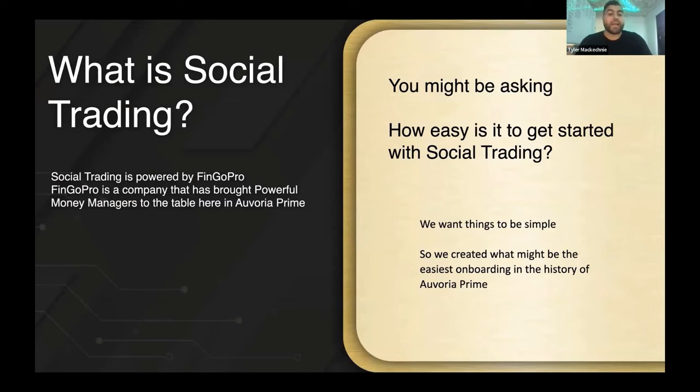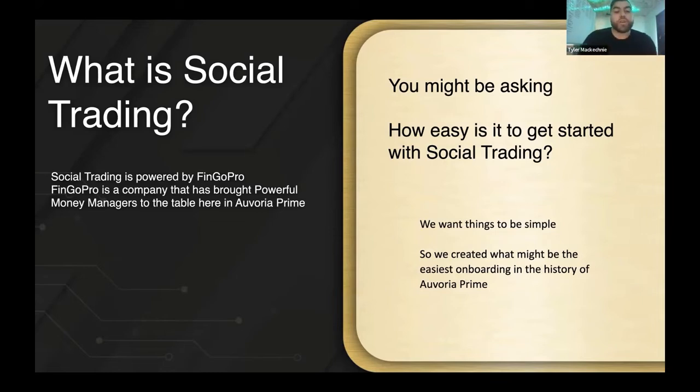So you might be asking, how easy is it to get started with our social trading platform? And again, we want things to be simple. So we created what we believe is the easiest onboarding in the history of Avoria Prime. Meaning that somebody can come in and get started and immediately start seeing the success that they want to see within their trading products. They're not having to learn how to use a VPS, purchase AP setup, do all these extra steps. So they can still purchase AP setup because, again, there is still a setup process, but one of the easiest, in my opinion.